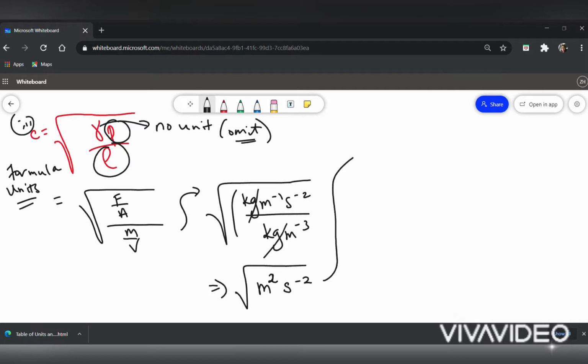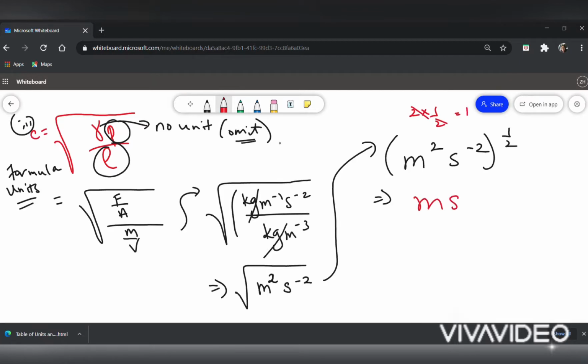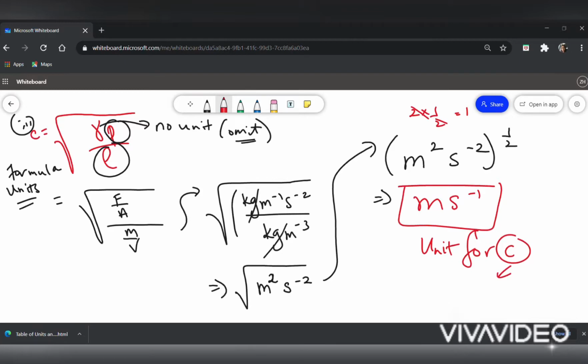Now, this again is indices, because the square root sign means that we can express both powers to the power of a half. And if we express it to the power of a half, it means that both powers must be multiplied. 2 by a half, if you can't remember, is 1. So we get meters per second. Meter per second. This is our unit for C. And please note, we will normally write speed as the speed of light in a vacuum.